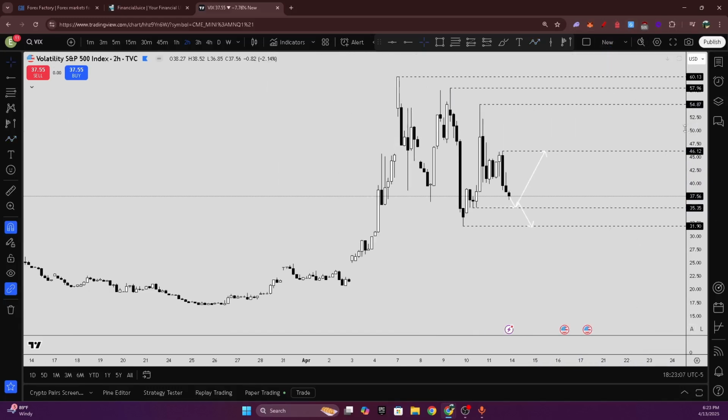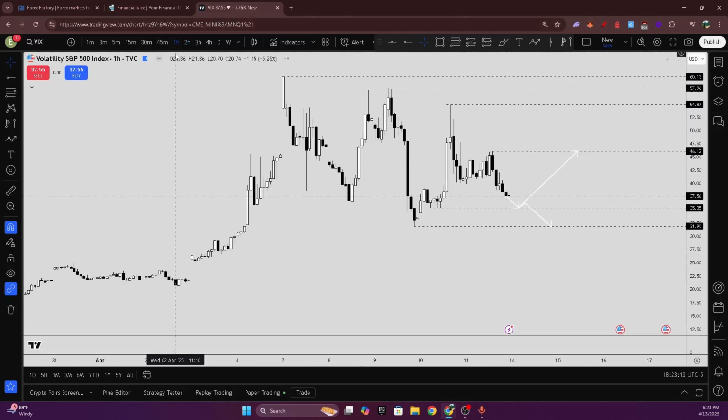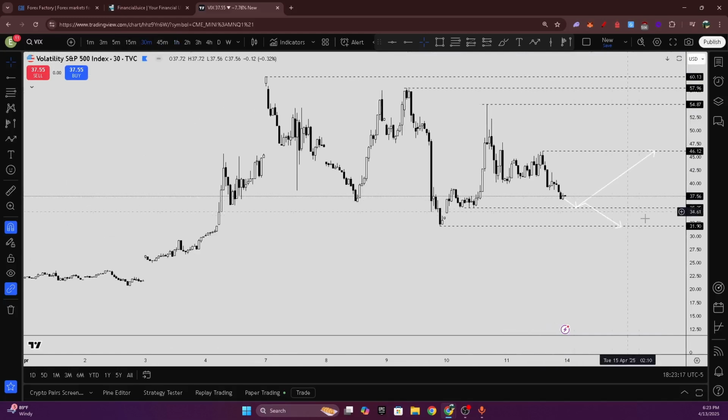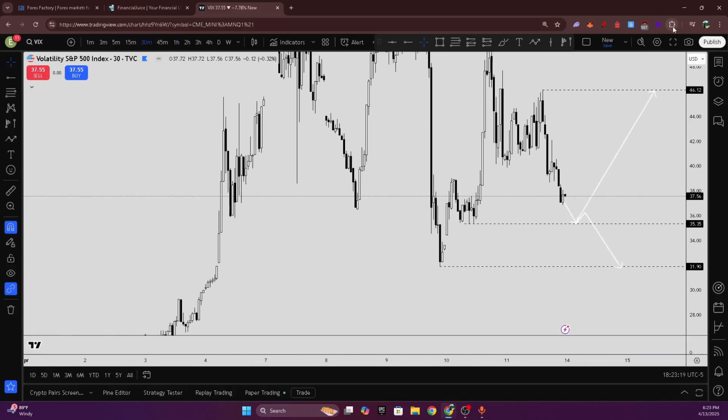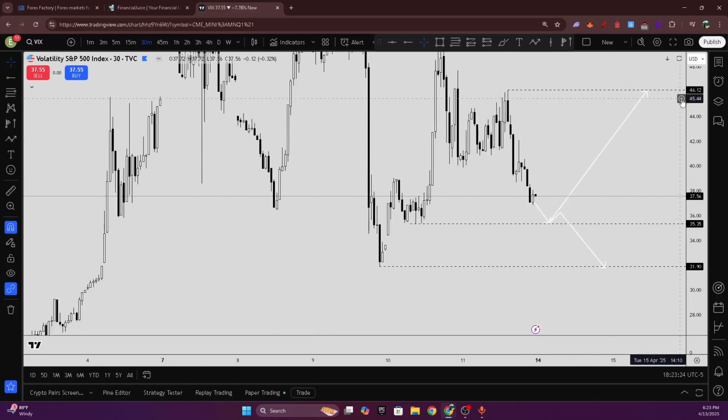That is my overall idea on the VIX, which does mean that we are leaning a bit more towards the upside than the downside. Yep, short time frames match with that as well.